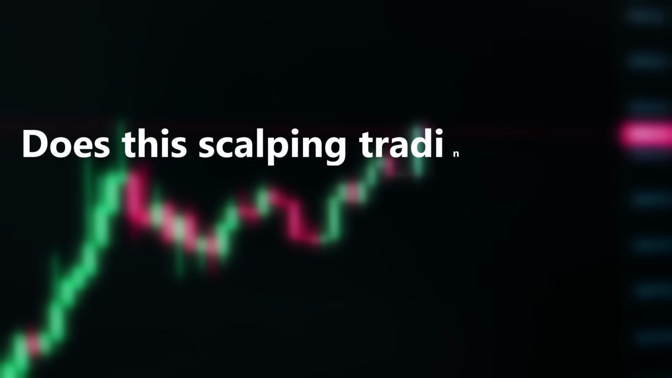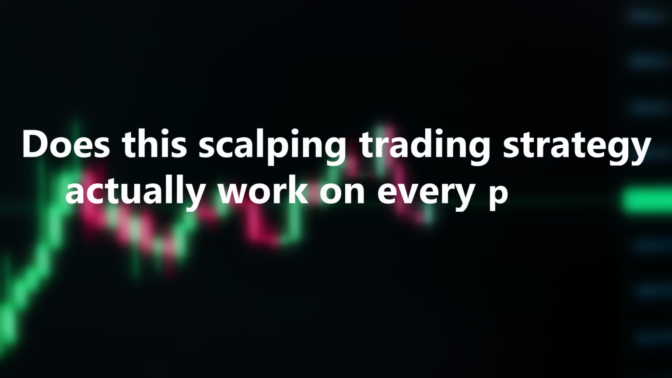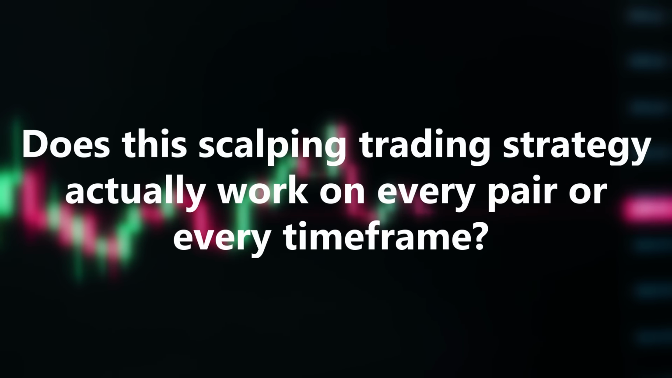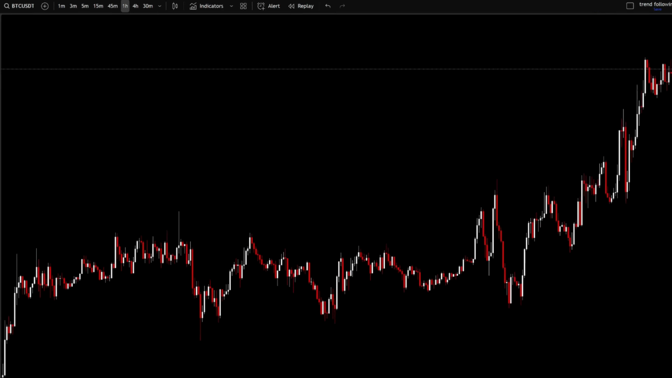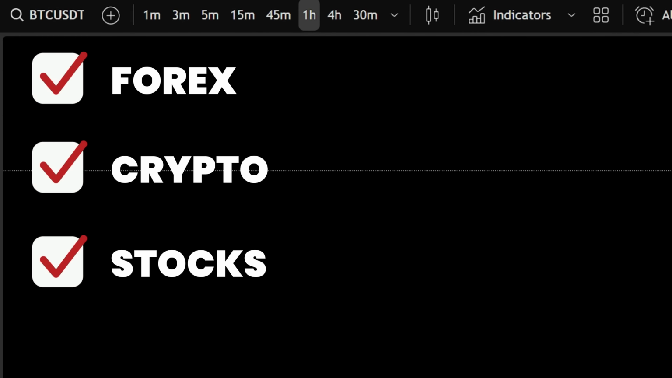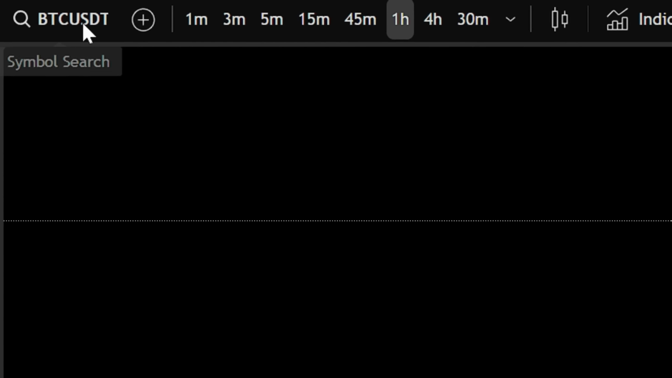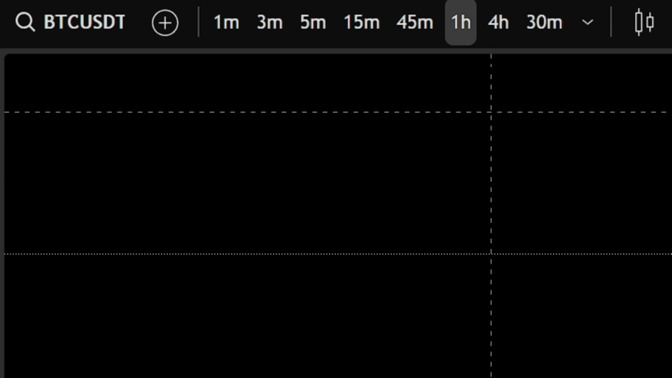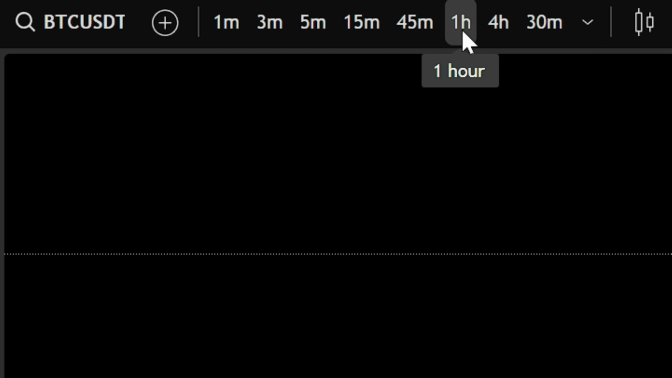And I know the big question: does this scalping trading strategy actually work on every pair or every time frame? The honest answer is I can't test it on every single market. But here's the thing, the logic behind it stays the same. Whether you're trading Forex, crypto, or stocks, the principles don't change. You might need a few small adjustments depending on the chart, but the foundation is solid.